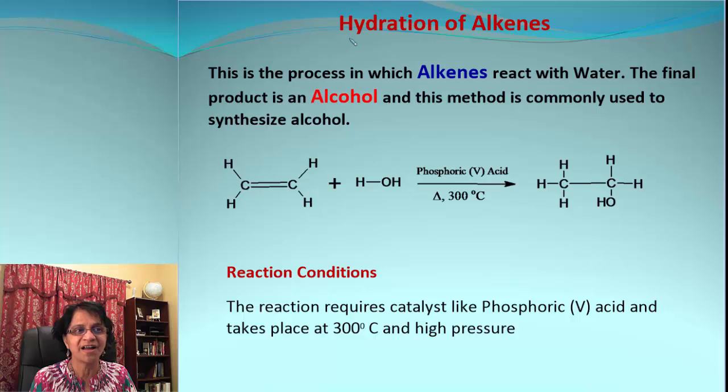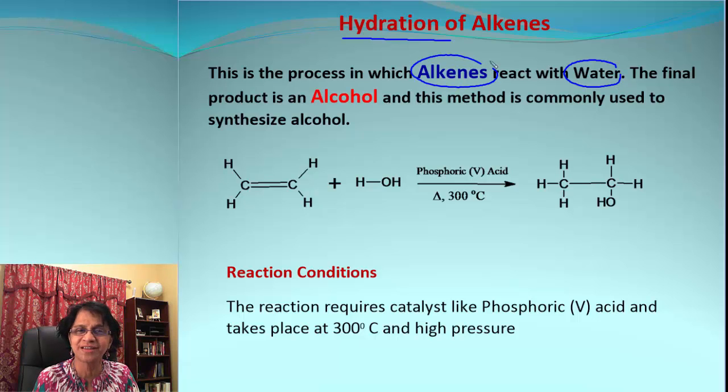Next one is hydration. And the word hydration tells you it is water. So water and alkenes react together and we call the reaction hydration. What is the end product? The end product is an alcohol, and the method is commonly used to synthesize alcohol.